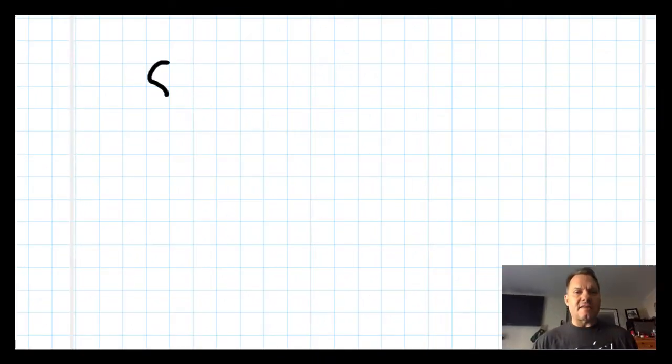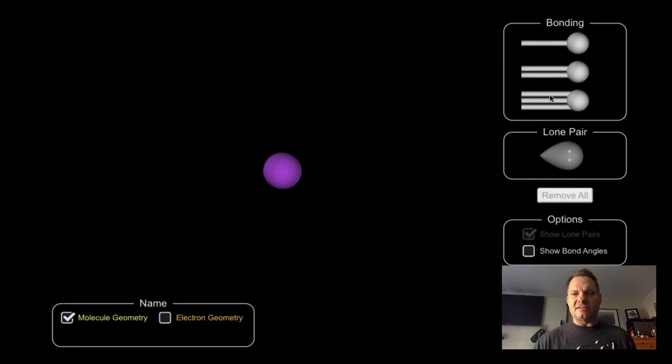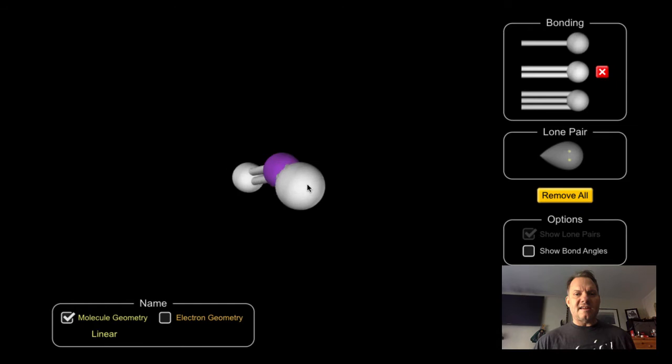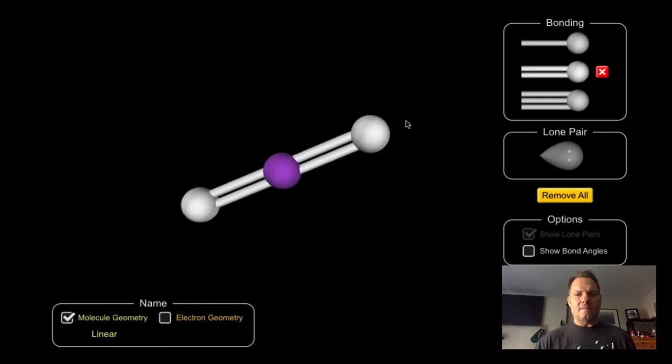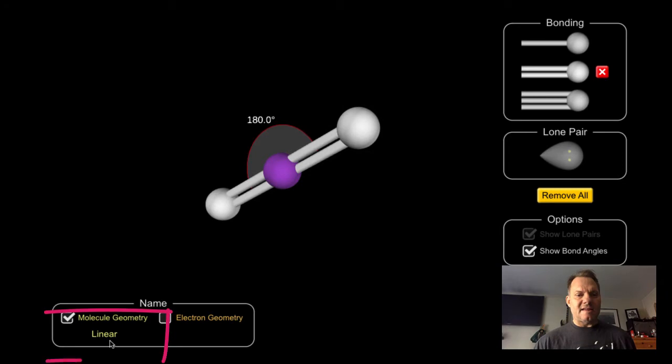So let's start with the simple sp hybridization. That would mean two regions of density around our X. So maybe a double bond here and a double bond here would represent our X geometry. What would this look like in 3 dimensions if those two bonding pairs are trying to repel one another? Well, we can use this PhET simulation to add 2 double bonds. Now, as you see, we end up with a linear molecule. 180-degree bond angle. And the shape is linear.